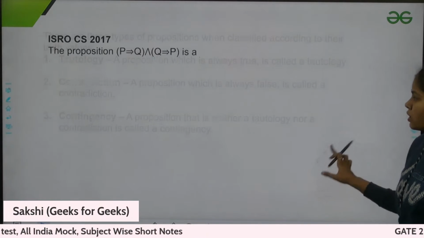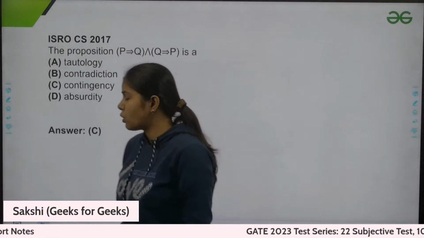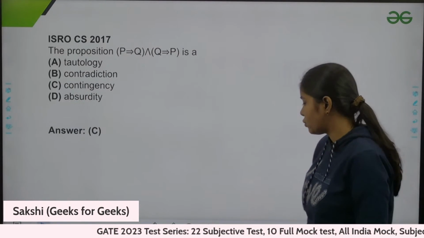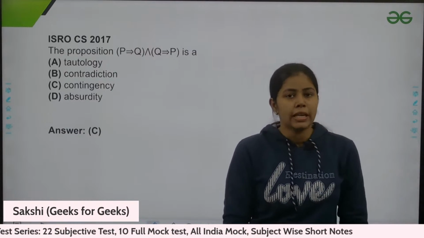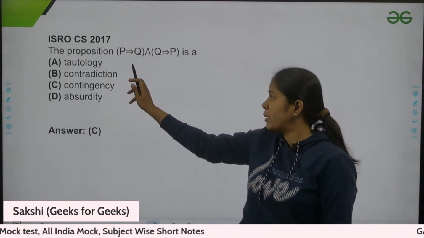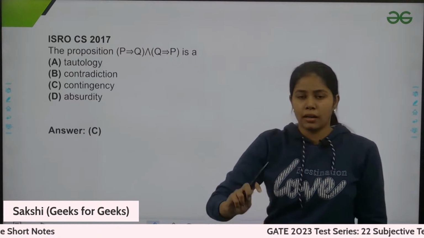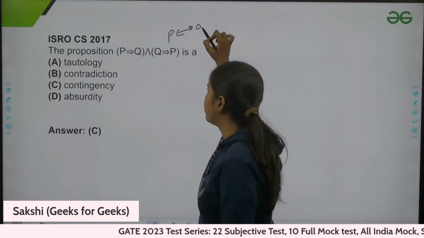So this is my question. It says this proposition is a tautology, contradiction, contingency, or absurdity. I have to check which it is. You can check it by truth table. So if you see this P implication Q and Q implication P, we discussed two slides before that this is basically P if and only if Q.